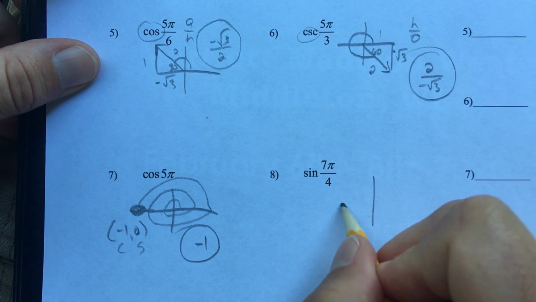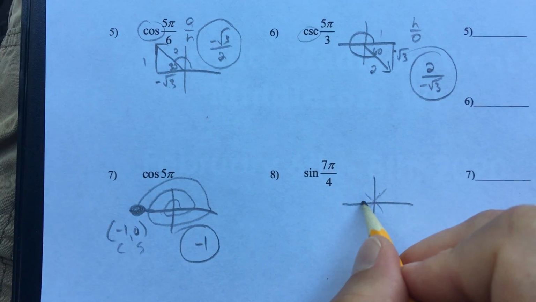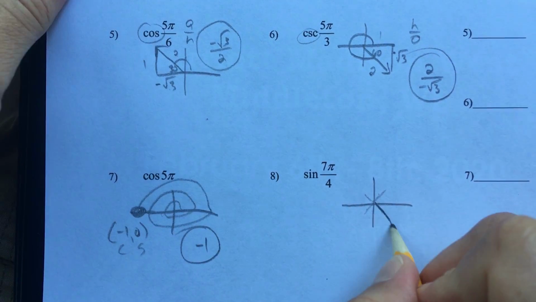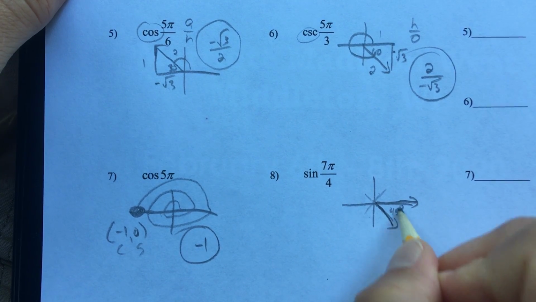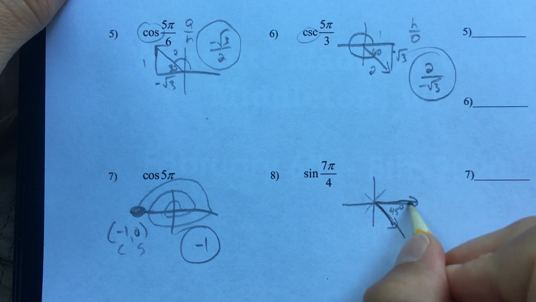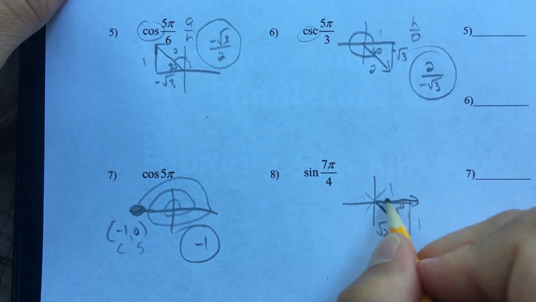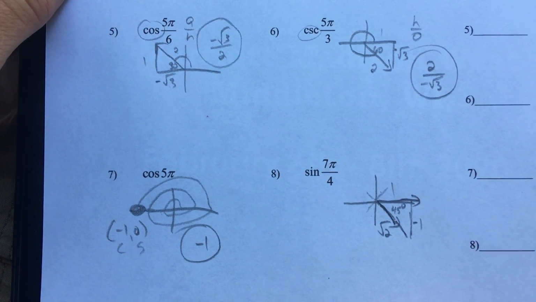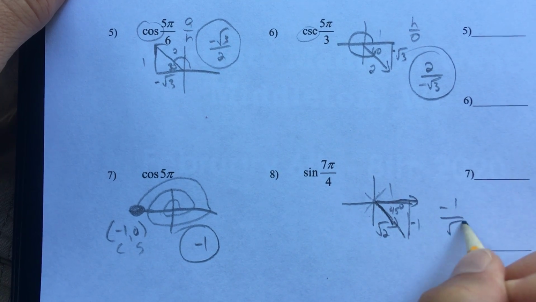And then this one here, 7 pi over 4. Each pi over 4 is 45 degrees, so 1, 2, 3, 4, 5, 6, 7 puts us right there. You can do it as a degree, 315. Either way, you're going to get 45 degrees as your reference angle, and that gives us a 1, square root of 2. We went positive x, but negative y. Sine is opposite over hypotenuse, so negative 1 over square root of 2.